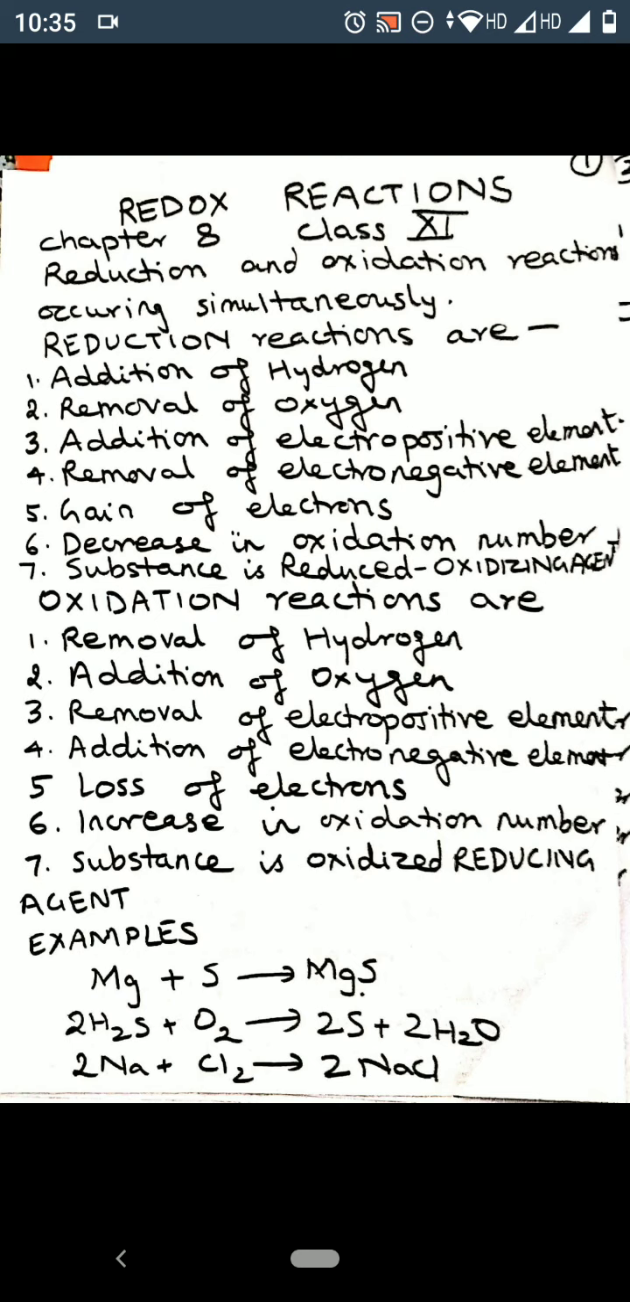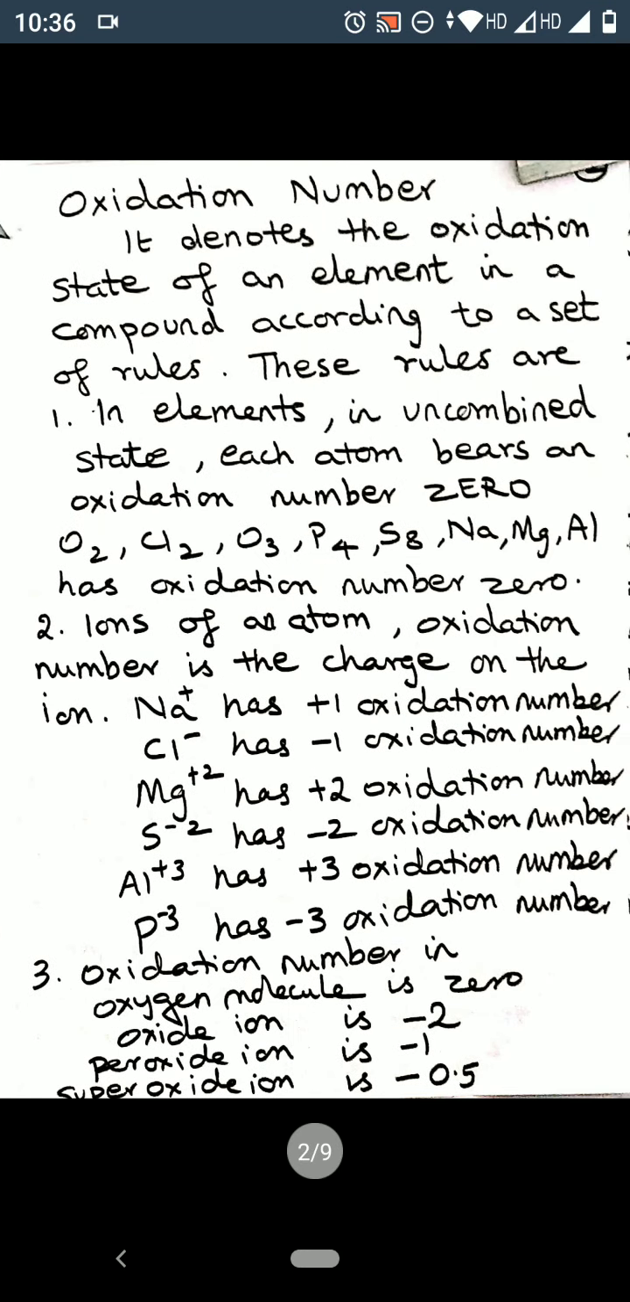Oxidation reactions are removal of hydrogen, addition of oxygen, removal of electropositive element, addition of electronegative element, loss of electrons, and increase in oxidation number. The substance that undergoes oxidation is oxidized, and it is a reducing agent. Here are a few examples of redox reactions. In the next slide, we talk of oxidation number.